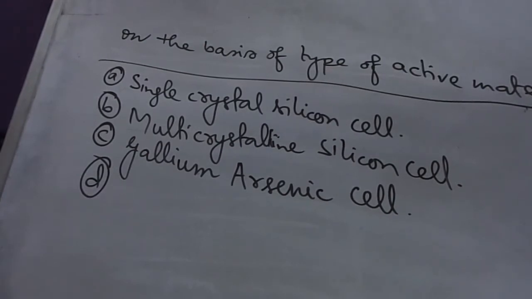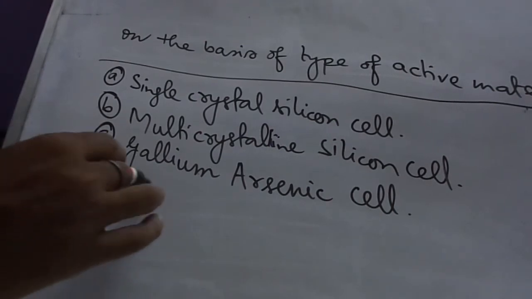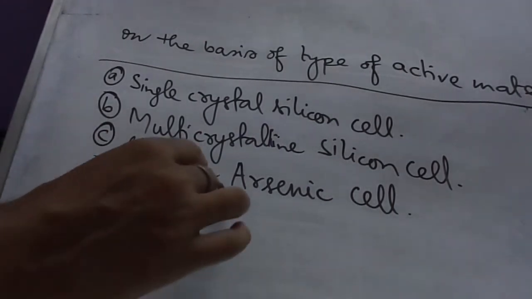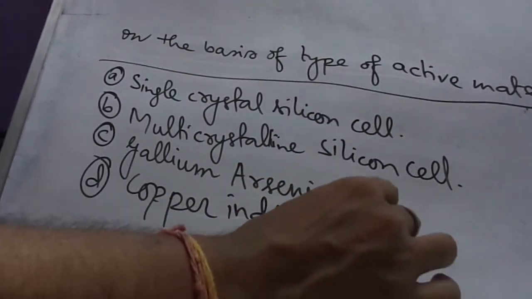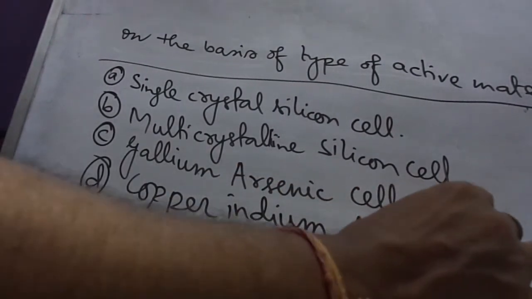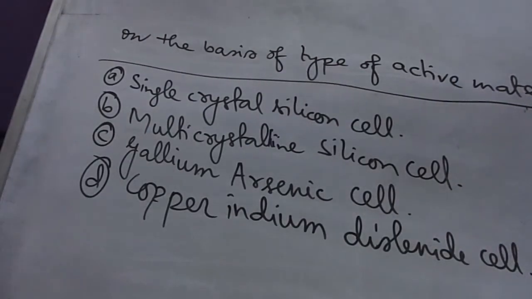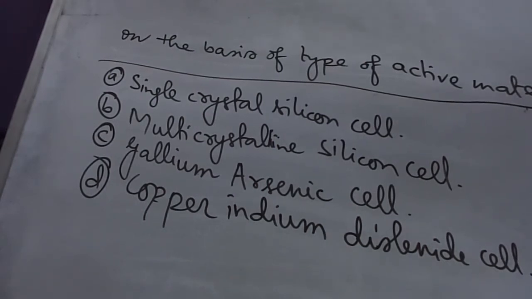Another one is the copper indium diselenide cell. Another one is the cadmium telluride cell, and the organic PV cell.